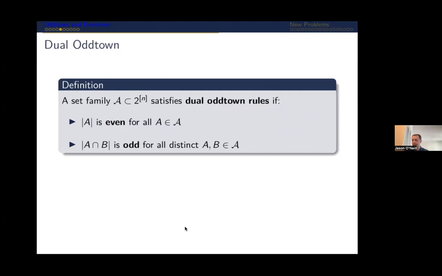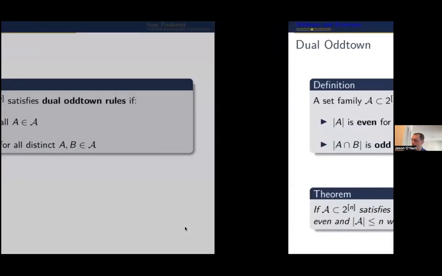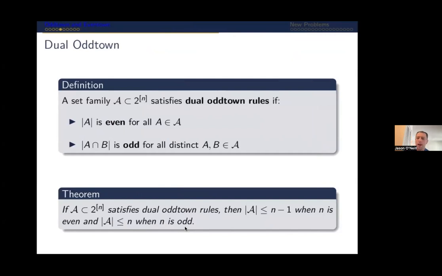So what this suggests is the largest such dual oddtown family should look pretty similar to the largest such oddtown family. And that is indeed the case. You can show a similar proof that if you have a dual oddtown family, the largest you can do is going to be n minus 1 when n is even and n when n is odd. So it's very similar to the classical oddtown where the answer is n.